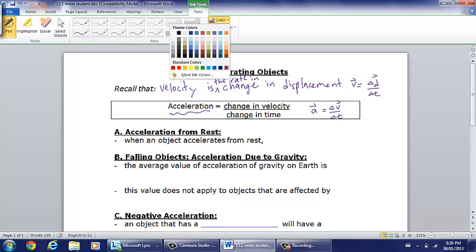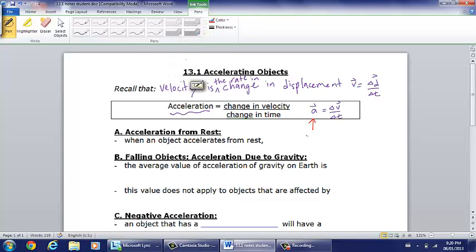So to write in what those symbols stand for in the formula, acceleration equals change in velocity over change in time.